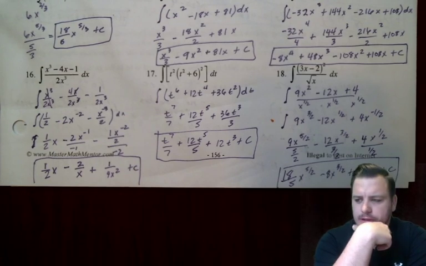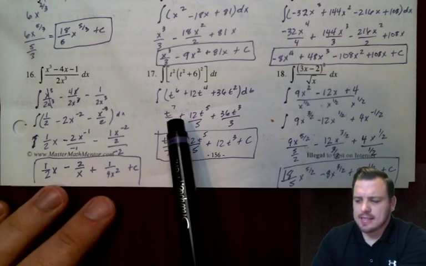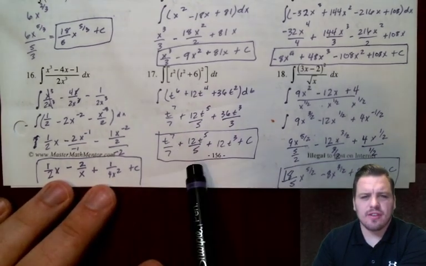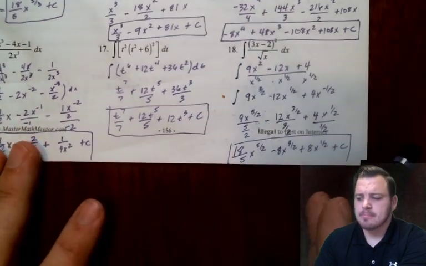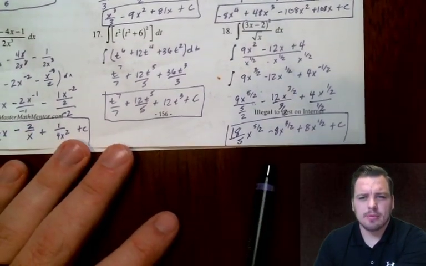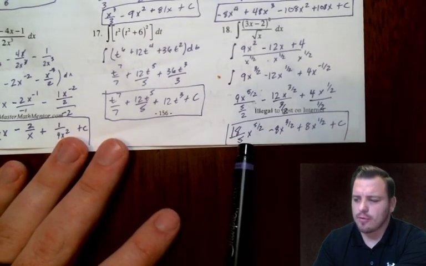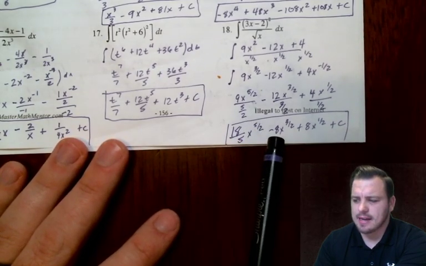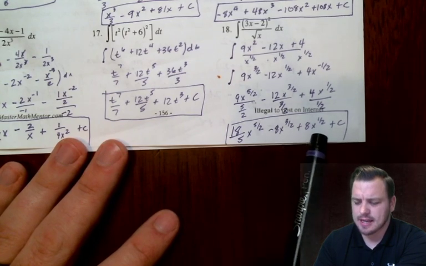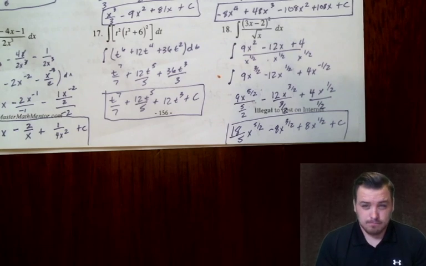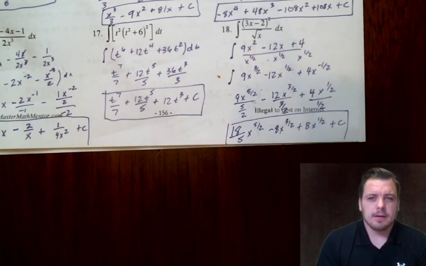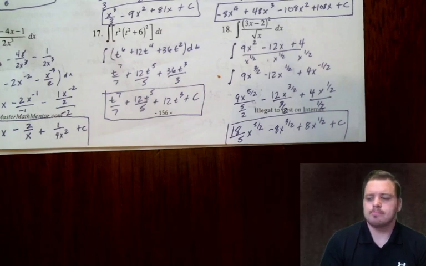Cool, Timmy, very good. All right, 17, t squared over 7 plus 12t to the 5th over 5 plus 12t cubed plus c. 18 would be 18 over 5x to the 5 halves minus 8x to the 3 halves plus 8x to the 1 half plus c. Okay, that's the front side going to the back.